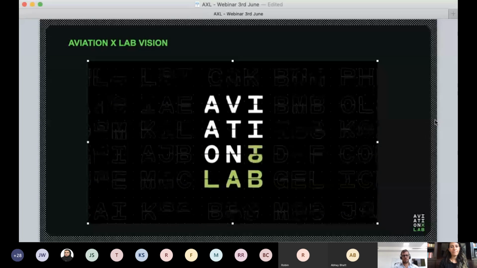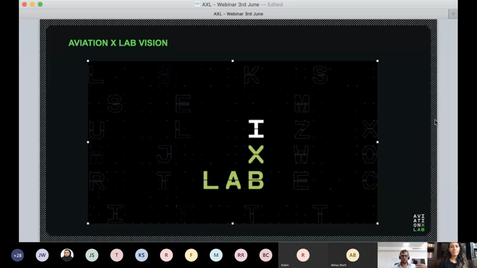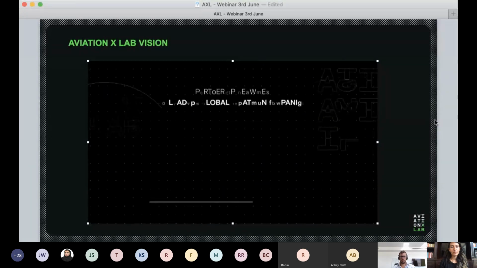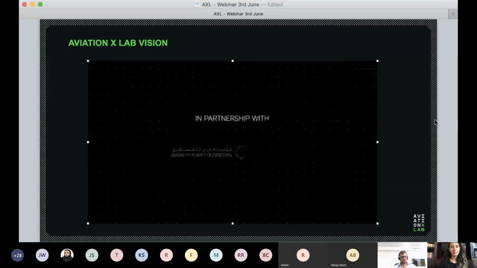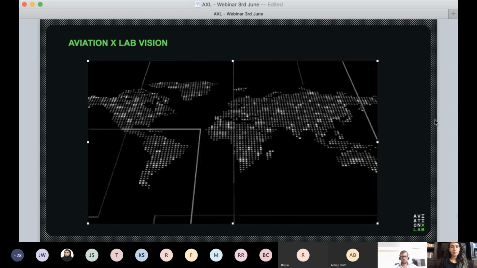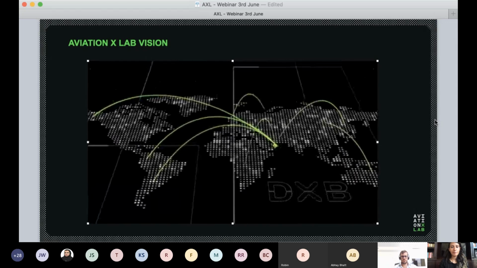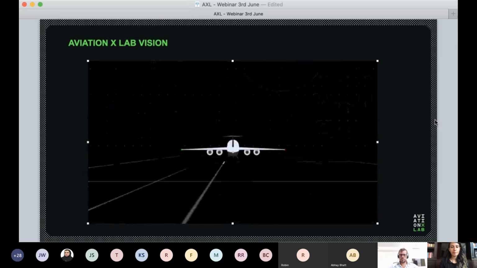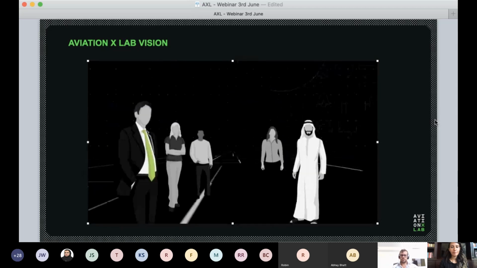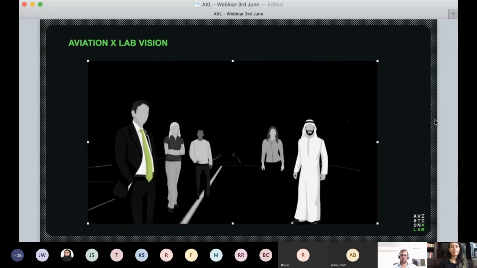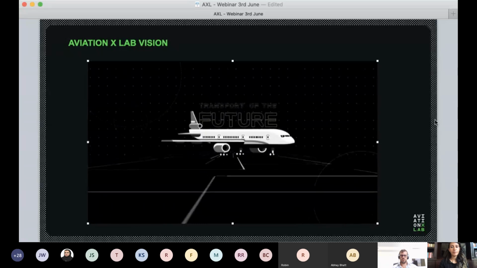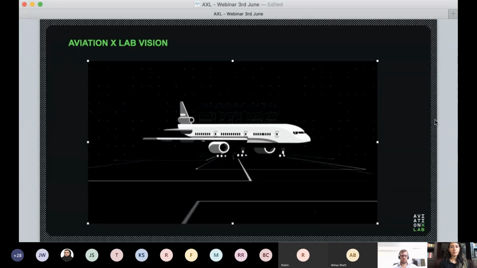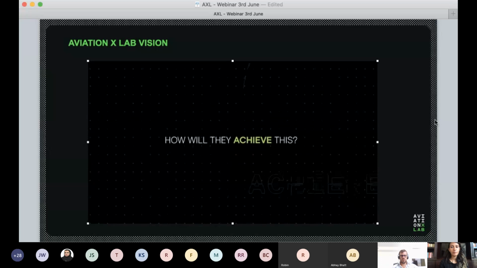Welcome to the Aviation X Lab in Area 2071. 5 of the world's leading aviation companies are collaborating on a bold vision to bring the greatest minds from across the UAE and around the world to Dubai to create the next era of travel and aviation. Using their expertise, they will support innovators and inventors as they create a futuristic and game-changing vision for aviation. How will they achieve this?